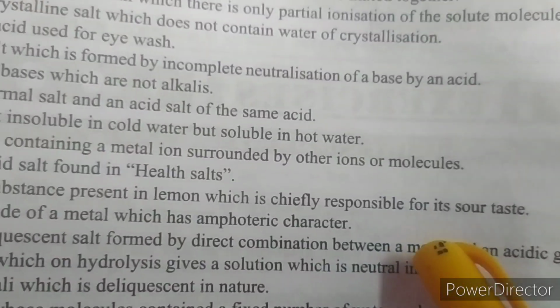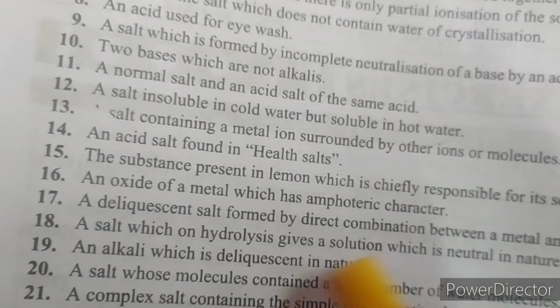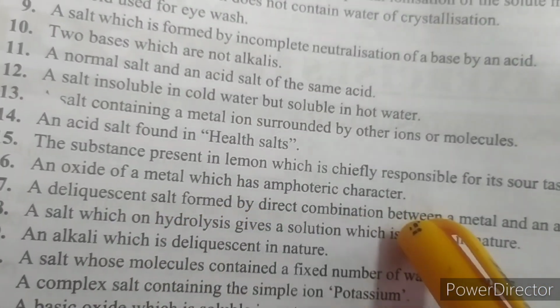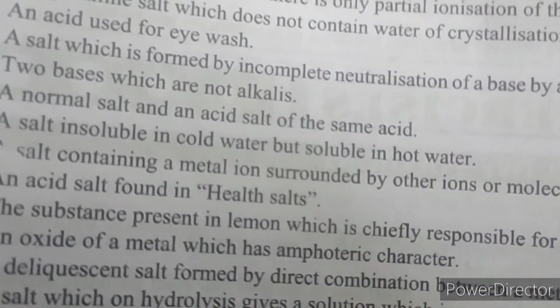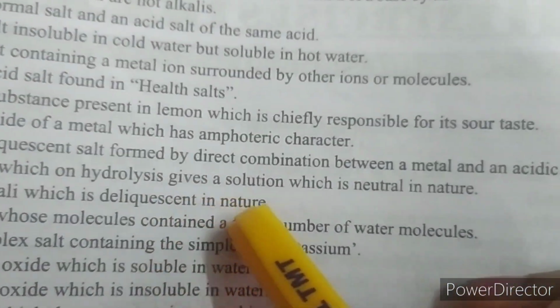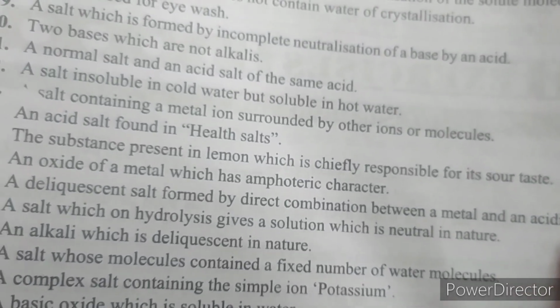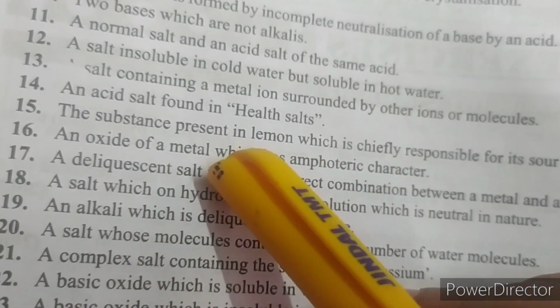The substance present in lemon which is chiefly responsible for its sour taste is citric acid, that is an acid which imparts it a sour taste. An oxide of a metal which has amphoteric character, so you can write among the three, lead oxide, zinc oxide, aluminium oxide. A deliquescent salt formed by direct combination of a metal and acidic gas, that is iron and chlorine, so that will give you ferric chloride, FeCl3.